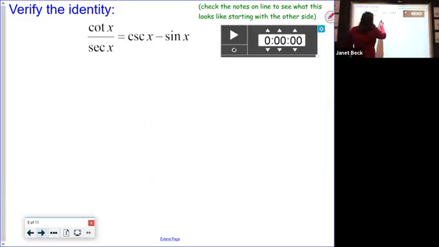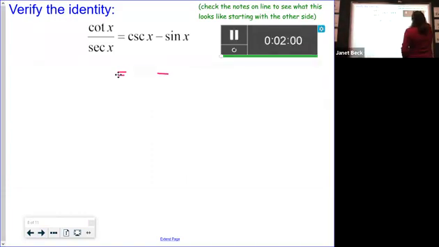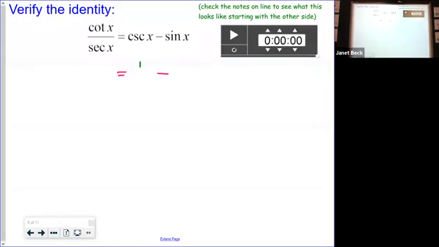Let's give you a couple of minutes and see how far you can get. There you go, that's the first step. You're going to change something about those. Let's give you a go. Off you go. 2 minutes. See how far you can get. So how I'm going to do this, I'm going to replace cosecant with 1 over sine. Then I've got minus sine x.